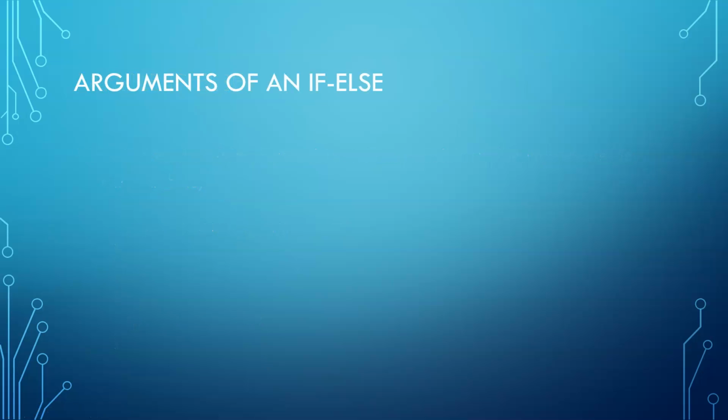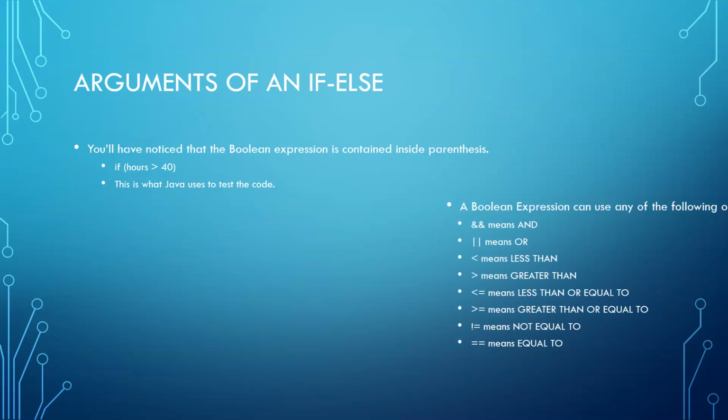If we start looking at the arguments of an if-else, you'll notice that the Boolean expression is contained inside of parentheses. So if hours is greater than 40. This is what Java actually uses to test the code. It's going to look at what's inside those parentheses and say, is this true or is this false? And based upon that, it's going to act.